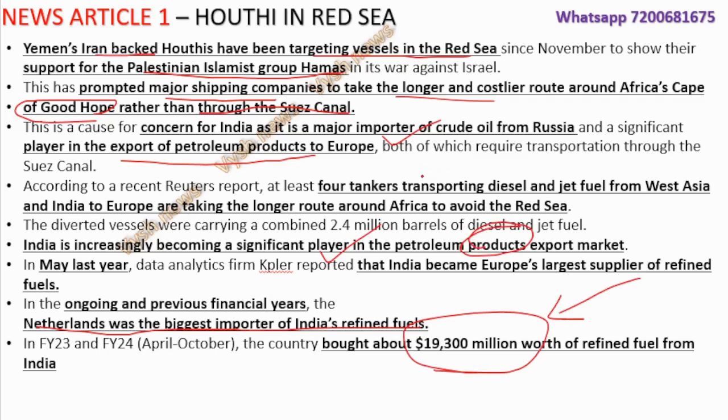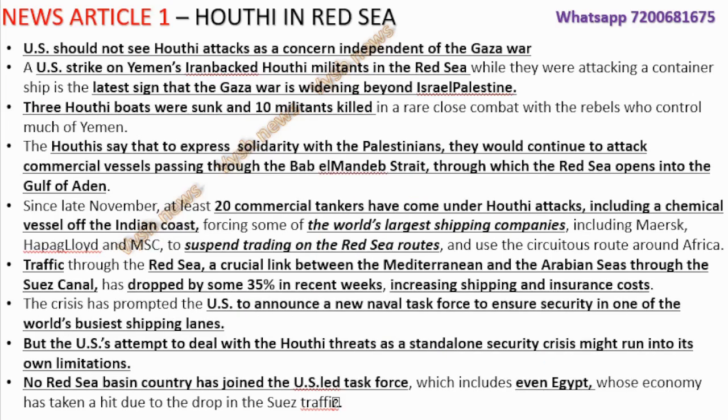It's a very big issue when these Houthis take charge of tankers and everything and attack these places. It's very, very difficult to bring back the trade. So the USA should not see Houthi attacks as a concern independent of the Gaza war. You should see it as part of the Gaza war. The US strike on Yemen's Iran-backed Houthi military in the Red Sea, when they were attacking a container or something, is the latest sign that the Gaza war is widening beyond the Israel-Palestine geographical region.